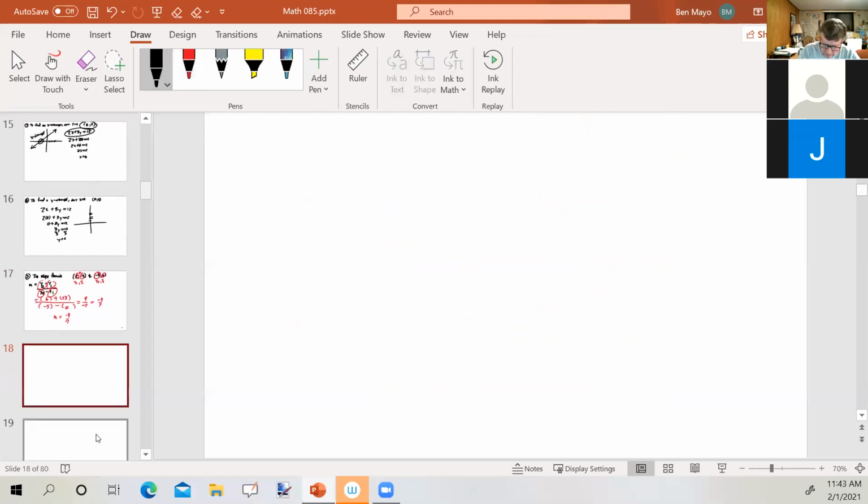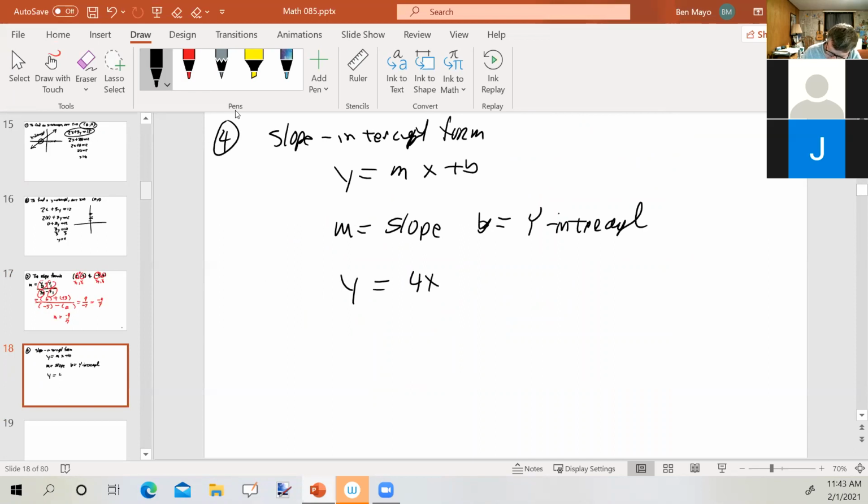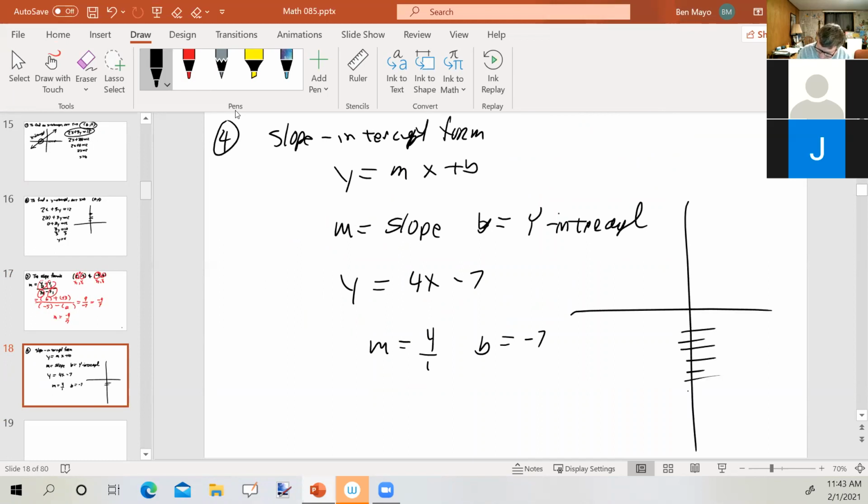All right. Let's see. How about slope-intercept form, which I just used a minute ago. Y equals mx plus b. M is the slope of the line, and b is the y-intercept. So y equals 4x minus 7. The slope is 4, or 4 over 1. The y-intercept is -7, which means down here at -7, and then up 4 and over 1, up 4 and over 1, etc. You okay with that?